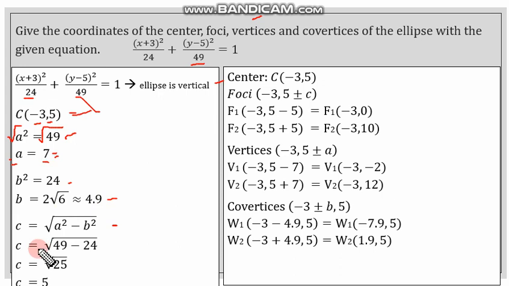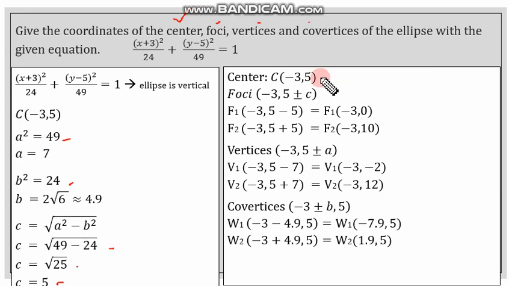For our c, the formula is c equal to the square root of a squared minus b squared. Since we have the a squared and the b squared, we can get the value of our c. So a squared is 49, b squared is 24, so 49 minus 24 is 25. The square root of 25 is 5. This is our c for our foci. We have the values for this, so we just need to allocate the coordinates.